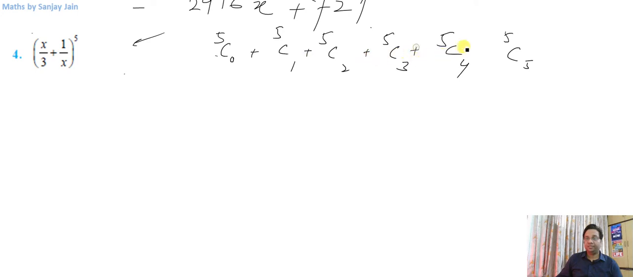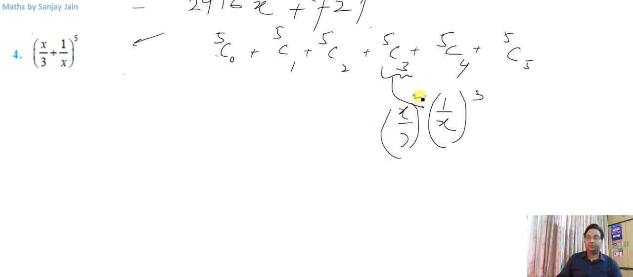separated by plus sign. So in the term, when I write 5c3, I'll raise 1 by x with 3 and x by 3 with 2. This is what I'm going to do here. This is what the formula says, right? Because what is the formula?